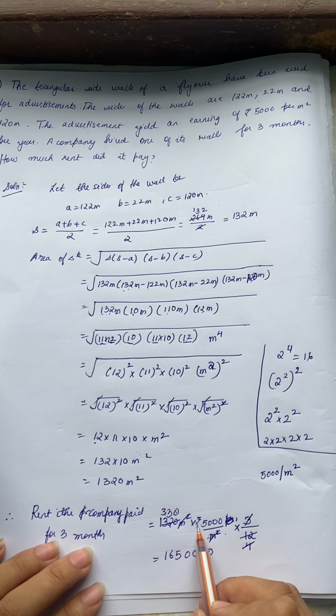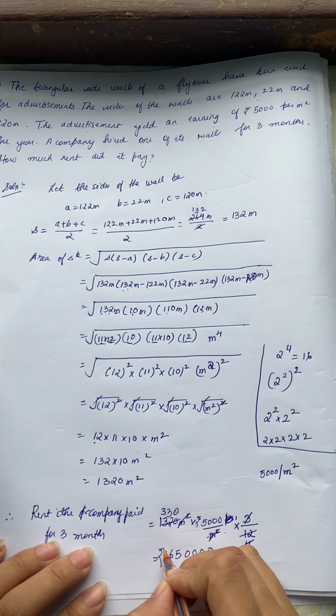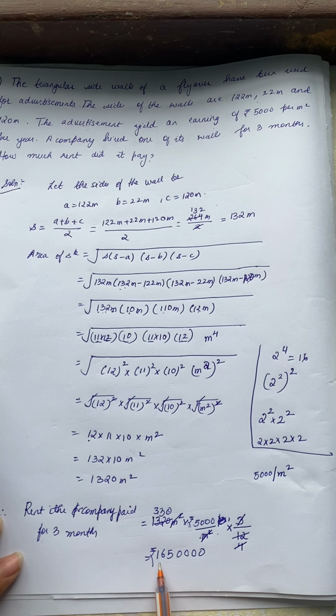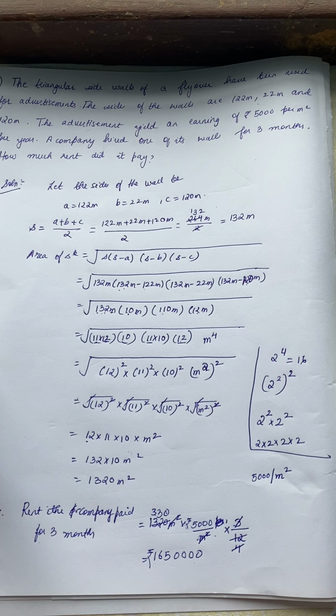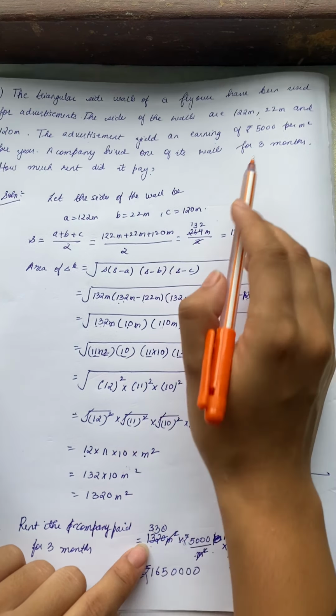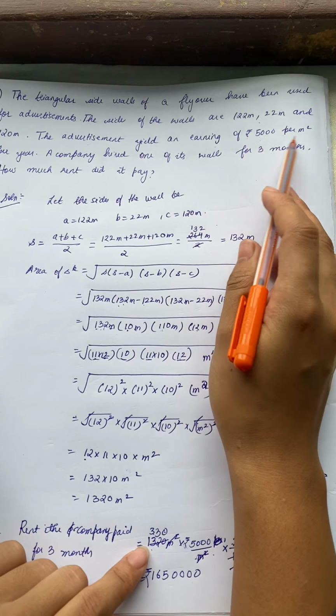What is left here? What is the SI unit here? Rupees. Now look at this. The rent that the company paid for 3 months is rupees 16,50,000. Clear with this step? Okay, all right. So this 1,000 per meter square, how much does it cost? 5,000.